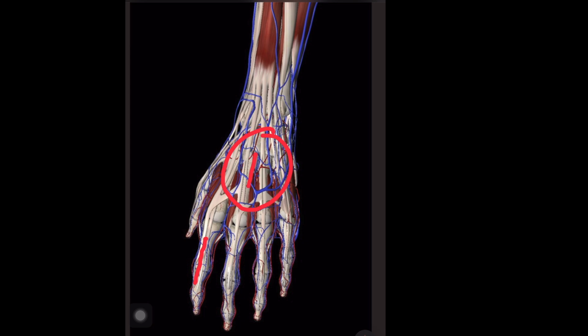Digital veins and metacarpal veins form a network over the dorsum of the hand, also known as the dorsal venous plexus. As we know, this is the most common site for IV cannulation. On the lateral side of the hand, this dorsal venous plexus drains into the cephalic vein, and on the medial side of the hand, it drains into the basilic vein.